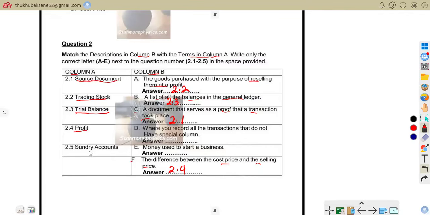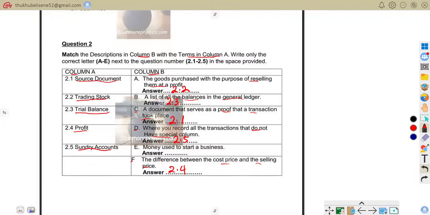Now coming to 2.5, whereby we are talking about the sundry accounts. You can see D is the correct answer, because sundry accounts are where you record all transactions that do not have a special column, either in the cash payment journal or the cash receipt journal. So here we are going to write D for 2.5. So that is that for question 2.